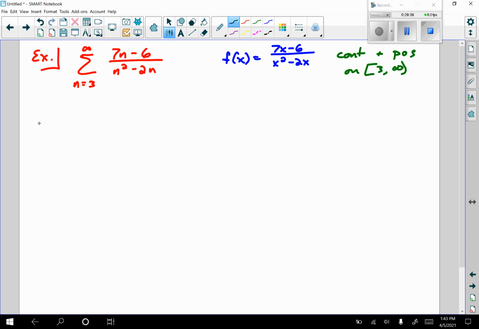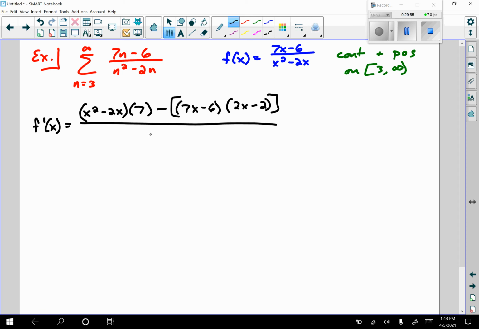Let's find our first derivative. Again, let's use the quotient rule. So we have low d high. d high is just going to give us 7, minus high d low. We're going to get a 2x minus 2. Because these are two binomials multiplied together after a minus sign, I want to keep those in brackets. Over low low, so we get x squared minus 2x, that quantity squared.